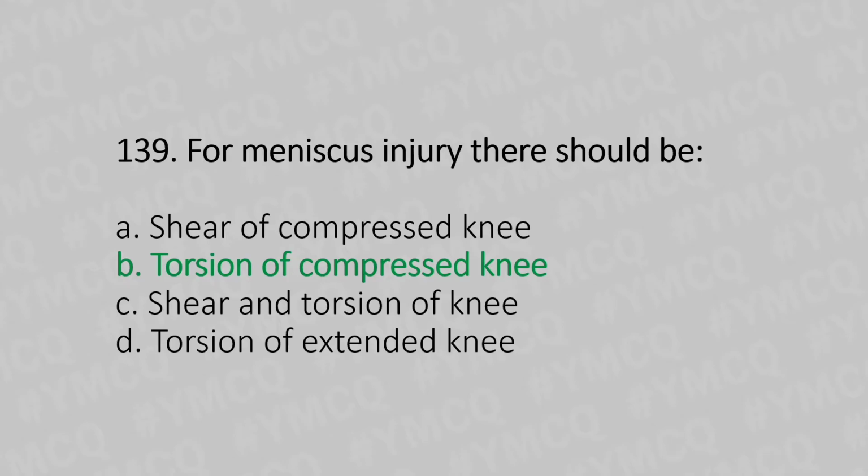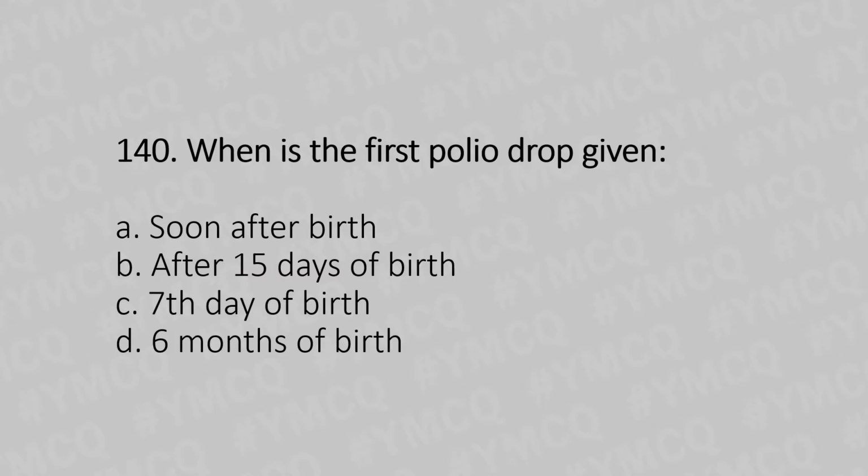Now let's move to question number 140. When is the first polio drop given? Option A, soon after birth. Option B, after 15 days of birth. Option C, 7th day of birth. Option D, 6th month of birth. And the answer is option A, soon after birth.